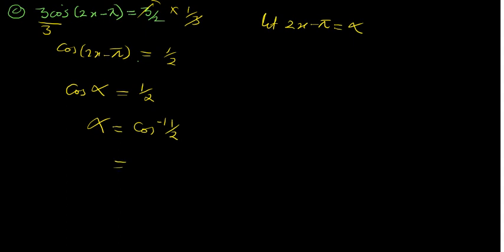Now 1 over 2 comes from a special angle. And we know that cosine of 60 gives us 1 over 2. So cosine inverse of 1 over 2 is going to give us 60. Now 60 in radians is pi over 3. So this is going to give us pi over 3 as the first angle.